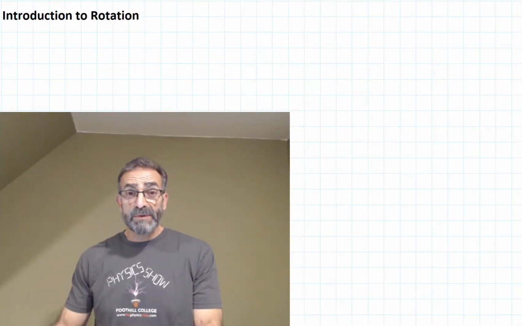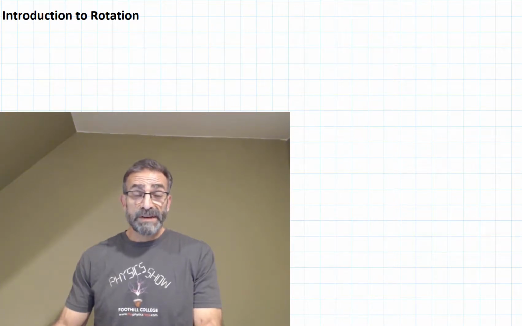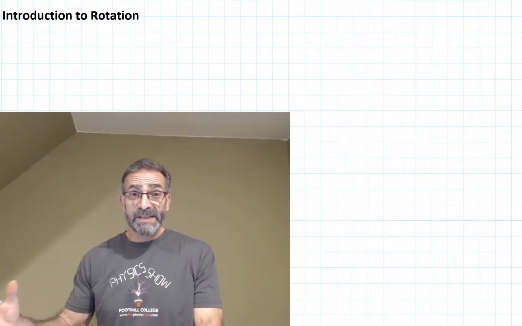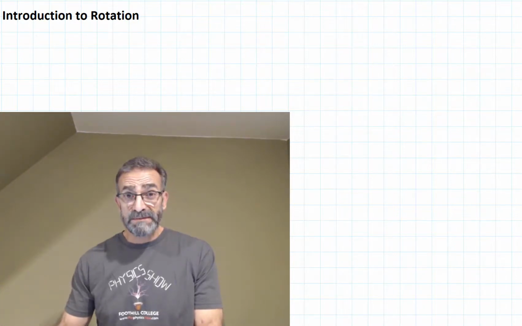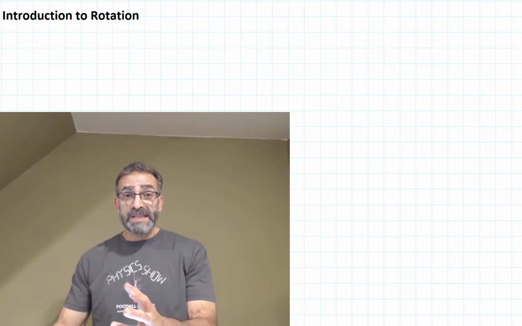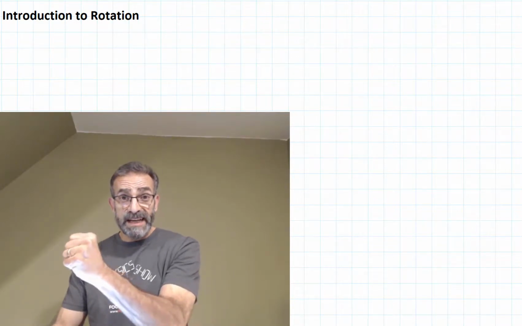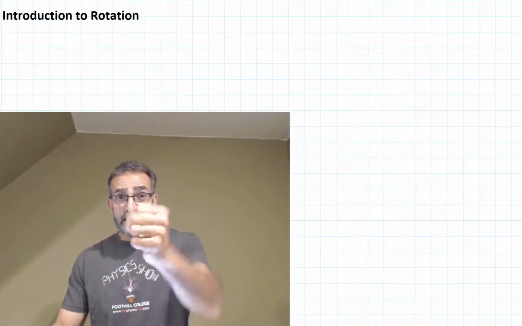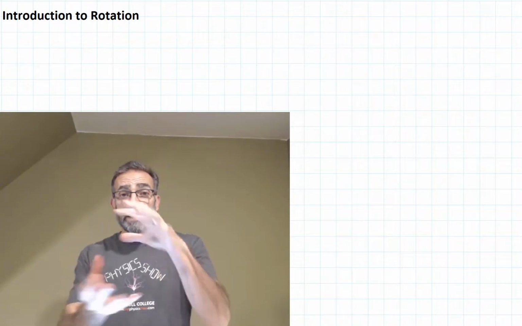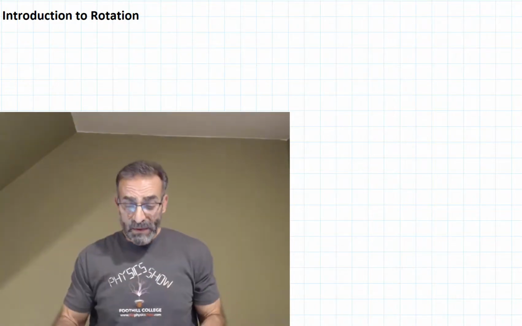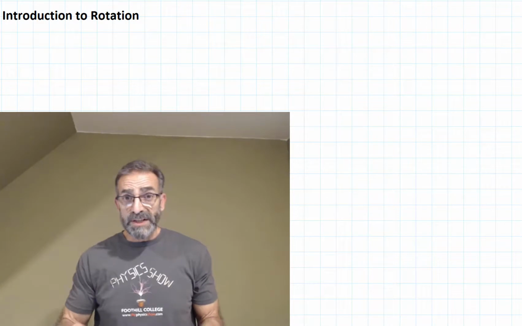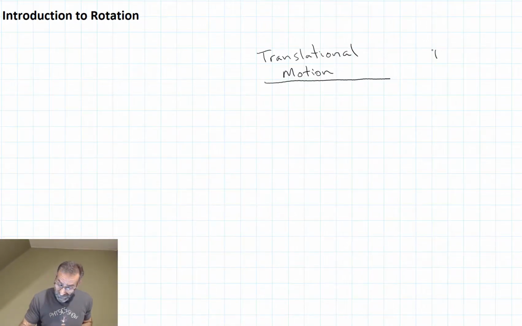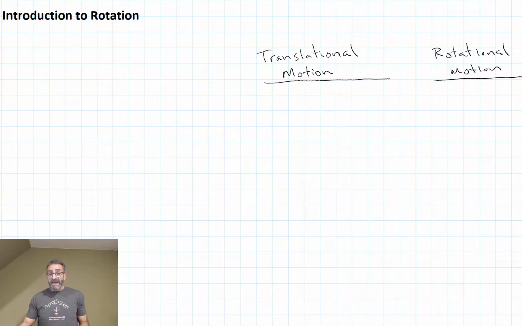We are about to start rotational motion. So this is a good time to review what we've already done and compare it to what's coming up in rotational motion. When things move, we say they can translate, they can move in straight lines, X, Y, Z, or they can rotate. So we've been talking about translational motion up to this point. And rotational motion is what we're about to start.